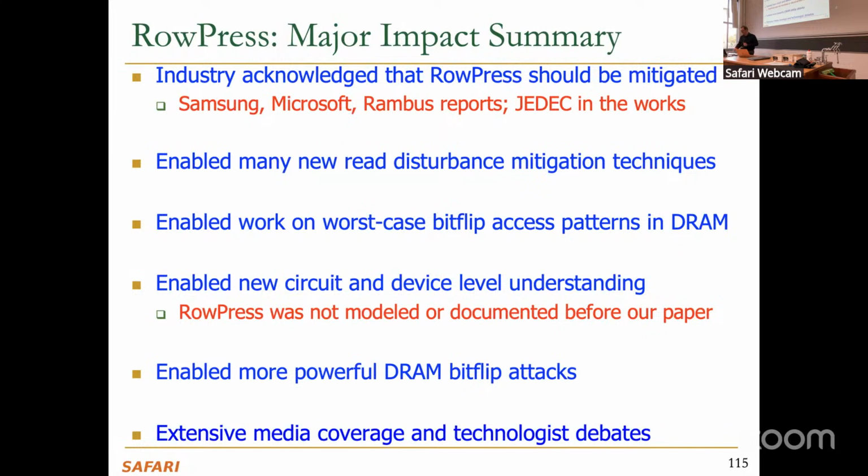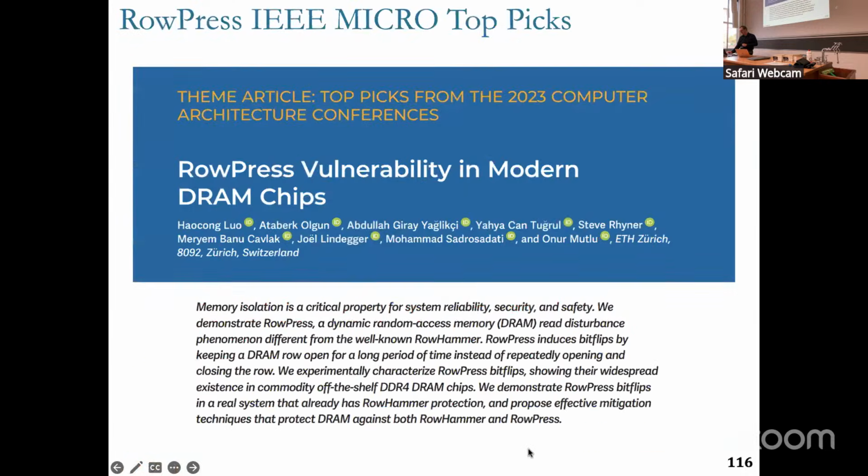previously shown. It enabled new circuit and device level understanding. I think this is fascinating. And this is actually, in my opinion, a very, very fundamental advancement because RowPress was not modeled or documented before this paper. It enabled more powerful DRAM bit flip attacks at the system level. There was also extensive media coverage and people debated things a lot. So this is the Top Picks paper. Okay, I have a link to the Top Picks paper. This is a shorter version of the paper with updated results if you're interested.